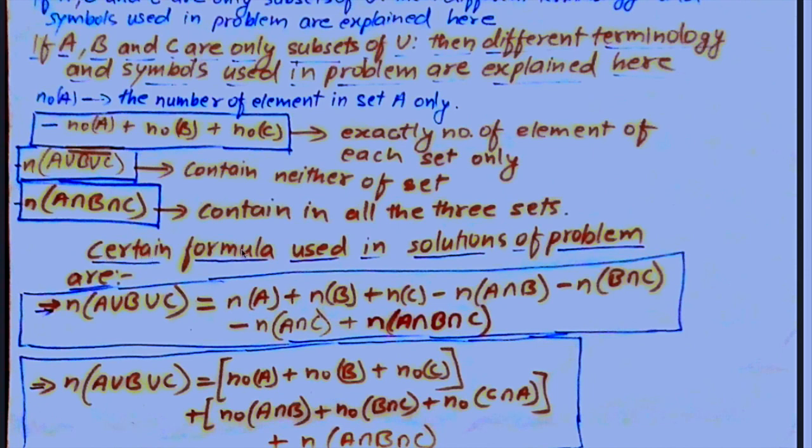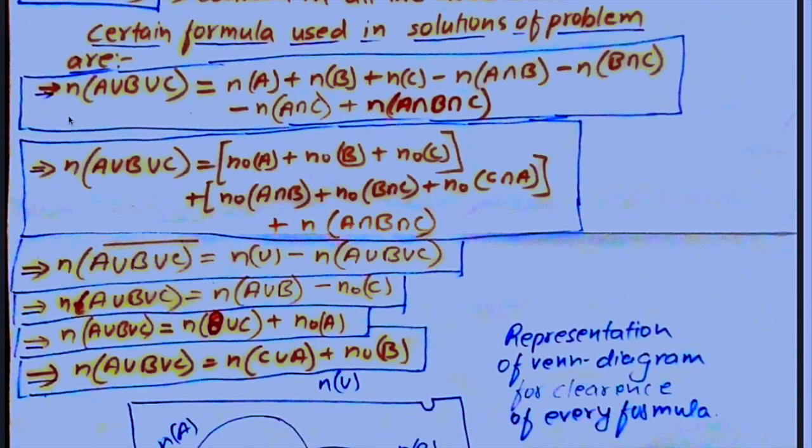Some of the formulas used in solving set problems are given here. See here. n(A union B union C) equals n(A) plus n(B) plus n(C) minus n(A intersection B) minus n(B intersection C) minus n(A intersection C) plus n(A intersection B intersection C). Again, n(A union B union C) equals n(A) plus n(B) plus n(C) minus n(A intersection B) minus n(B intersection C) minus n(A intersection C) plus n(A intersection B intersection C).